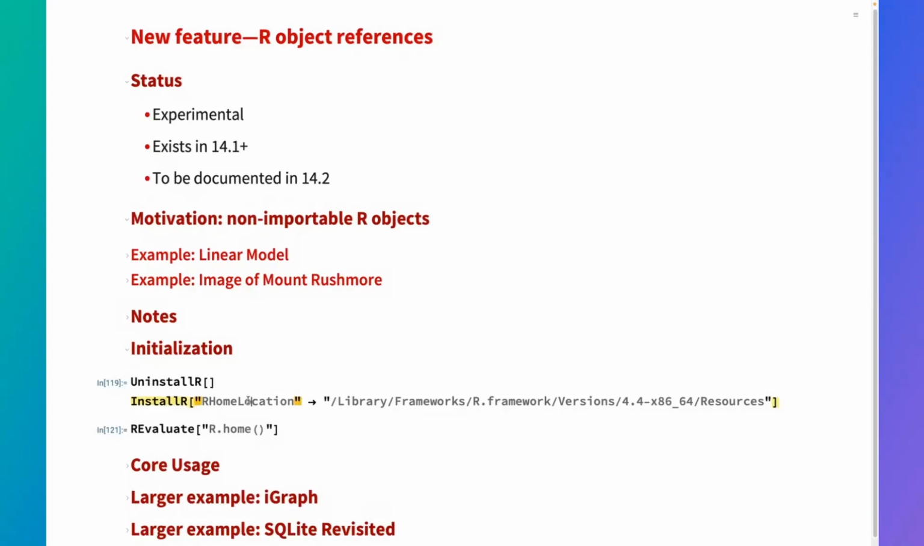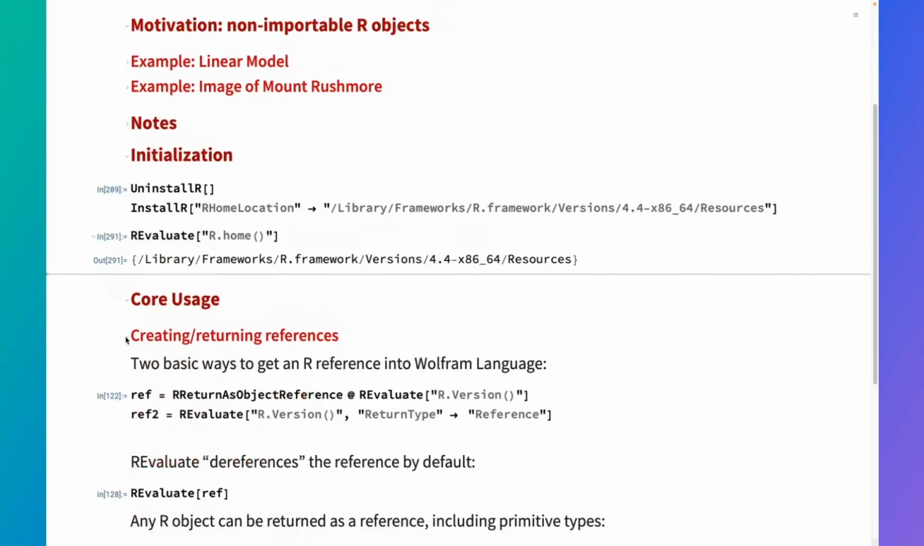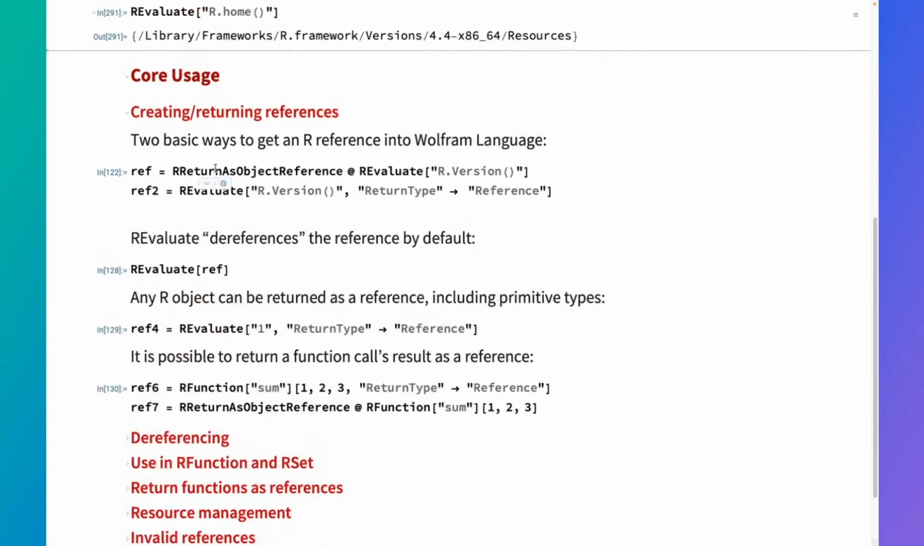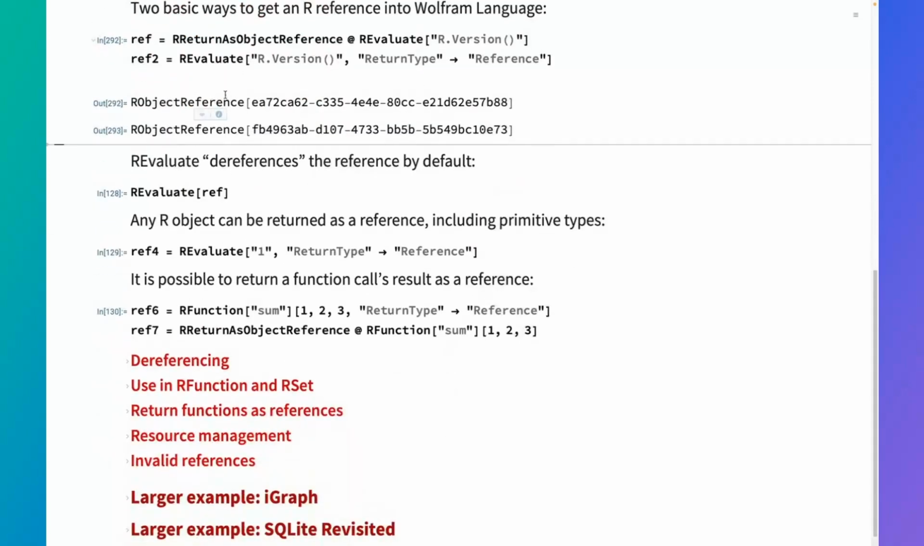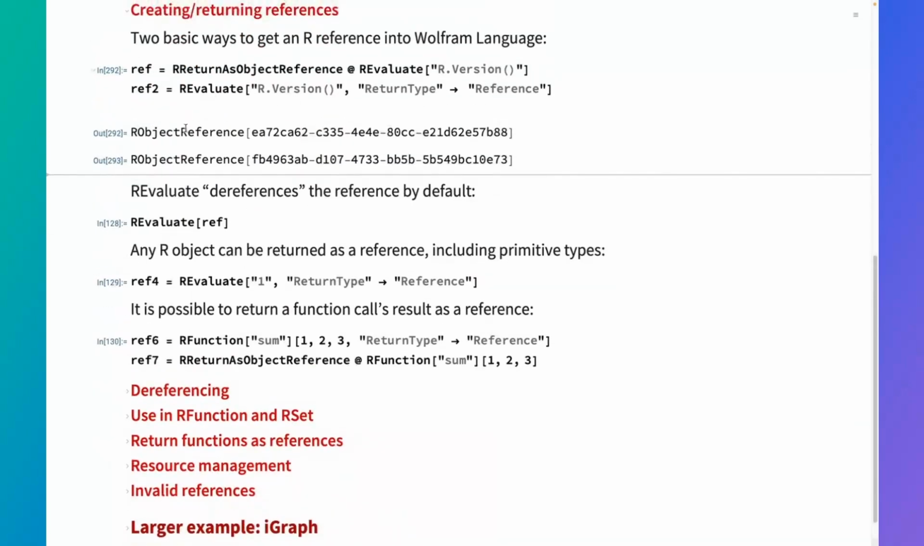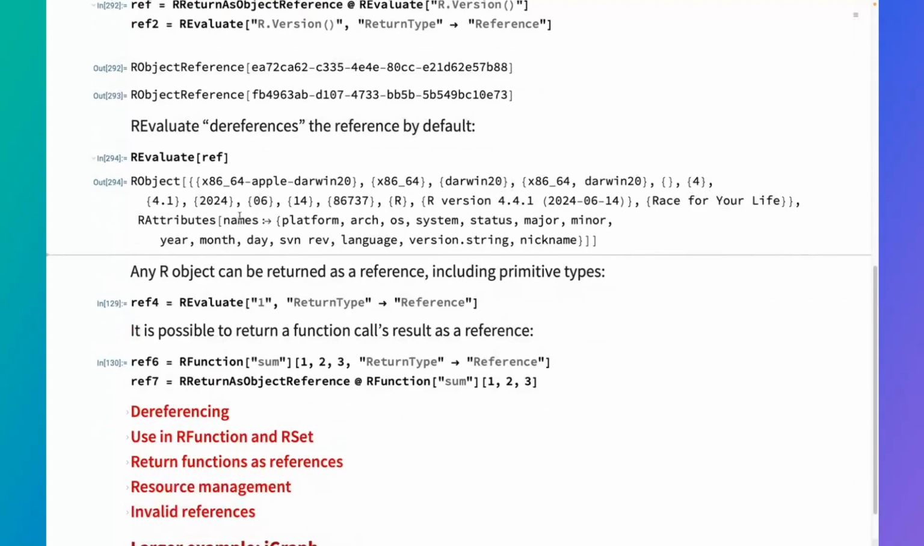So basically, there are two ways you can get a reference to R for any R object. You can either pass to R evaluate the option return type reference, or you can call R return as object reference. In all cases, you'll get back the expression of the R object reference, and in order to evaluate it, you need to actually call R evaluate on it, and it dereferences that.